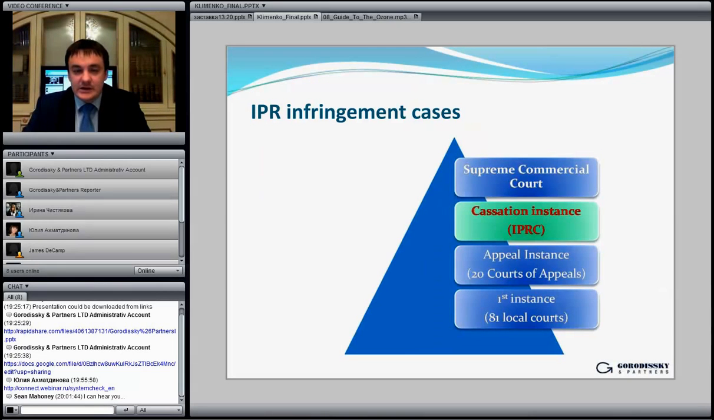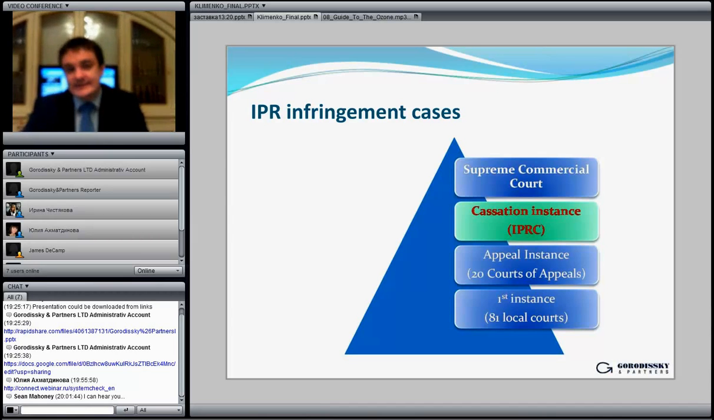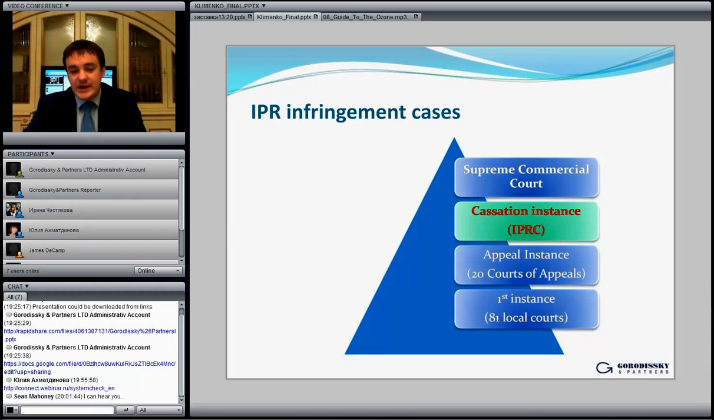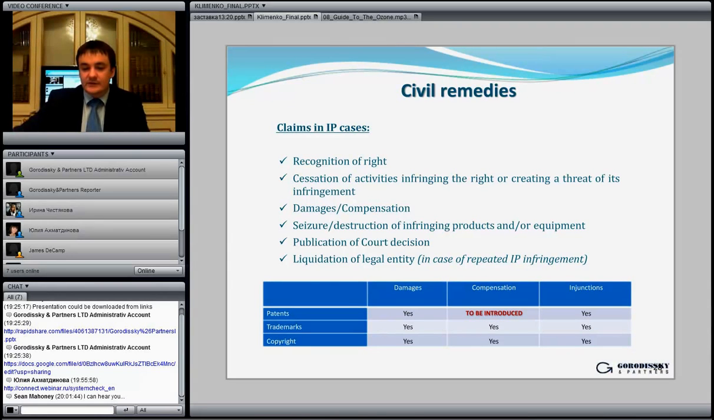As regards IP rights infringement cases, the situation is quite different because the infringement issues and cases will still be handled by regional courts at the location. The lawsuit may be filed at the location of the infringer. Then they may be appealed to the regional court and to the appropriate appeal court. And after that, the decision of the Court of Appeals may be appealed to the cassation instance, to the intellectual property court. So as you can see, this court will be an instance handling all intellectual property disputes, and it will help to unify the court practice in the intellectual property field.